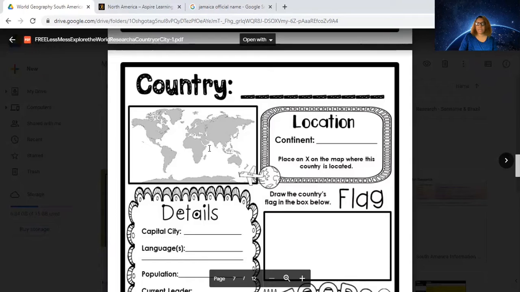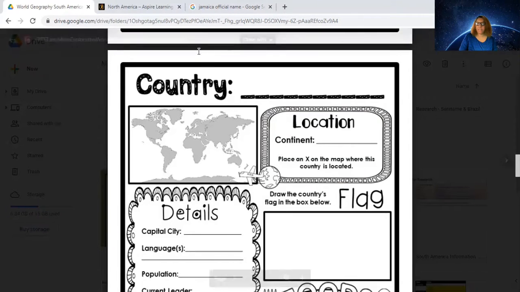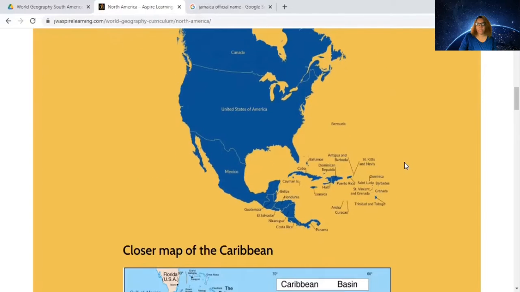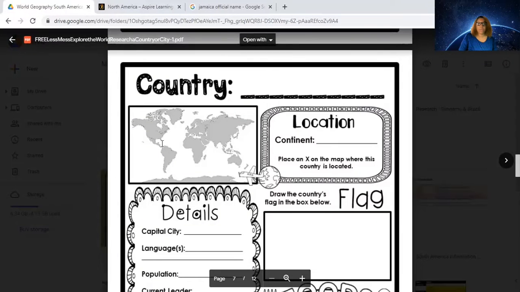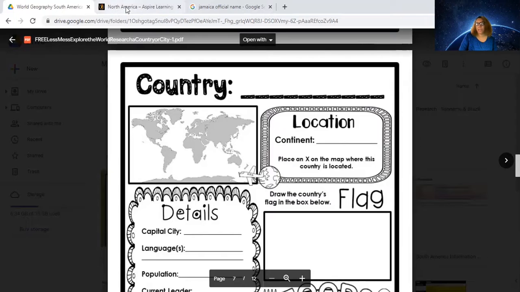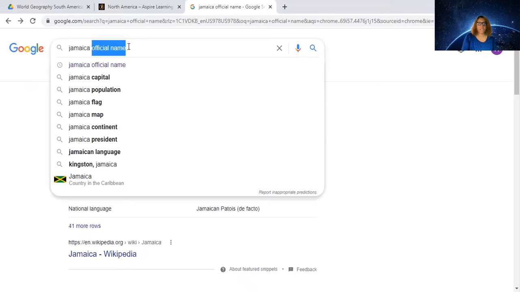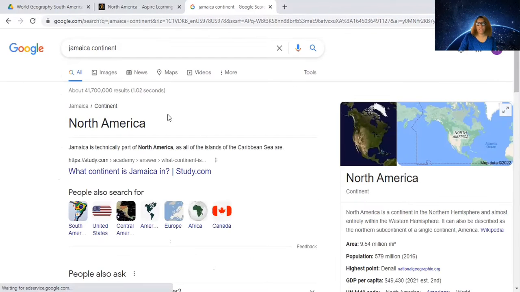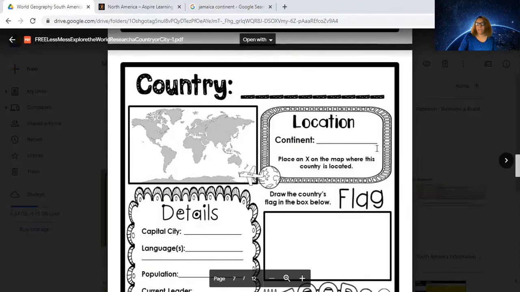So now let's go down here. And if you just look on a big world map, or you see this map here, you look for, okay, well, Jamaica's right here. You can then pinpoint, just put an X around where you think it would be on this map. And then the continent, well, we know we are talking about North America, but just to be sure, you could research, say, Jamaica continent. And it's North America. So you put that right there.